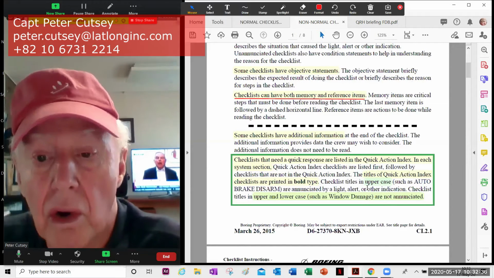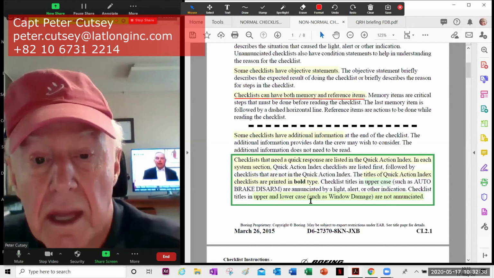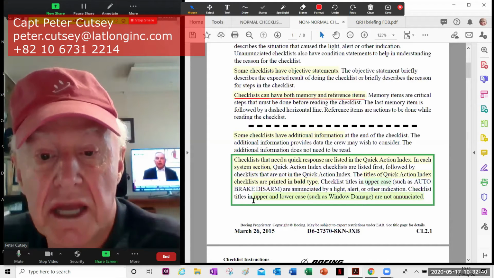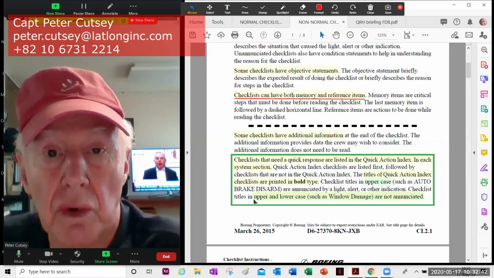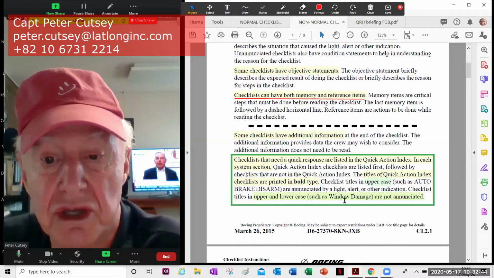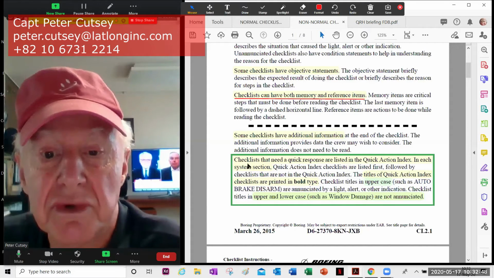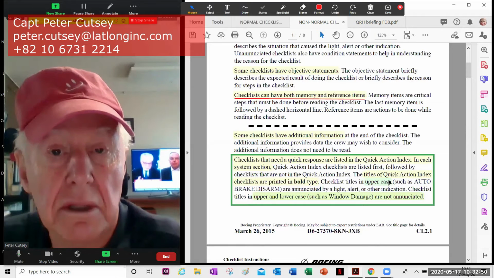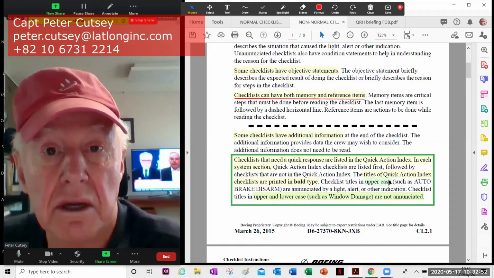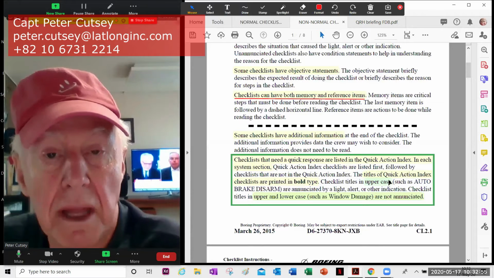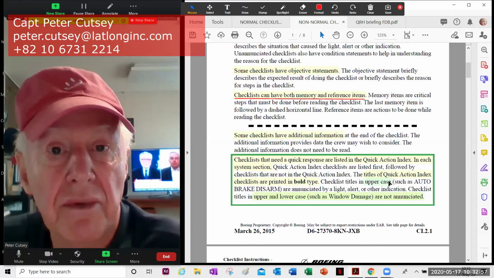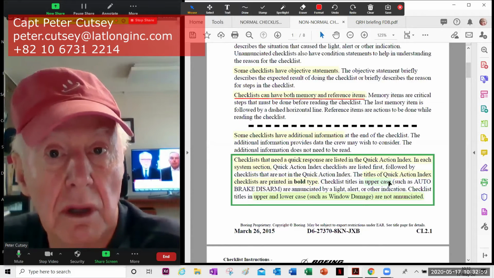alert or other indication. Checklist titles in upper and lowercase, a combination such as Window Damage, are not annunciated. So these three categories are important that you do understand, that your instructor should and will explain to you before your first non-normal use of the QRH. All right.